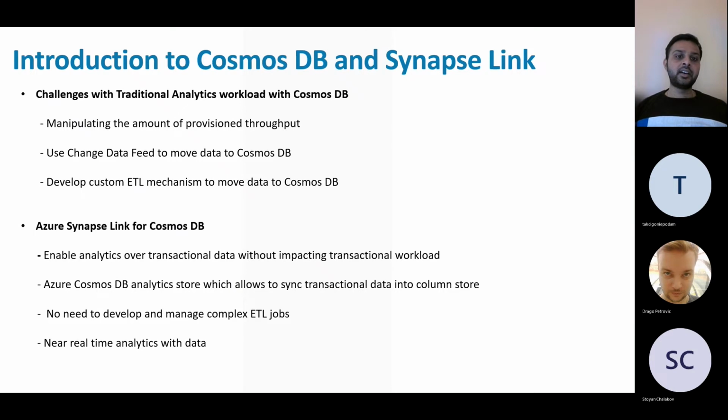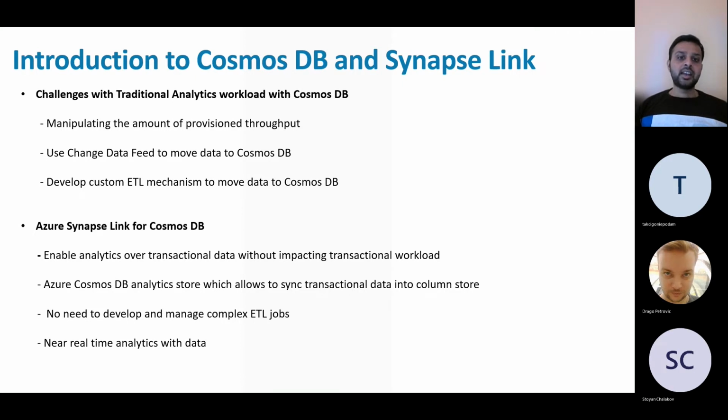Using the change data feature to move the data to Cosmos DB. There are multiple requirements where we need to capture the history, we need to capture the SCD type too, which is not possible with the traditional database. And then we need to do the development and create a custom ETL code or a mechanism to move data to Cosmos DB. So it requires some development efforts and maintenance efforts as well when we work with the traditional workload for Cosmos DB.